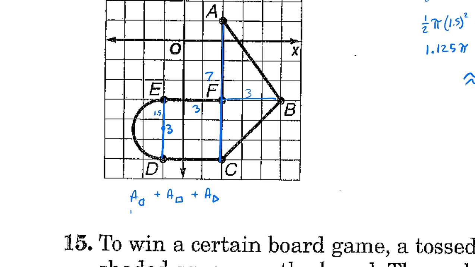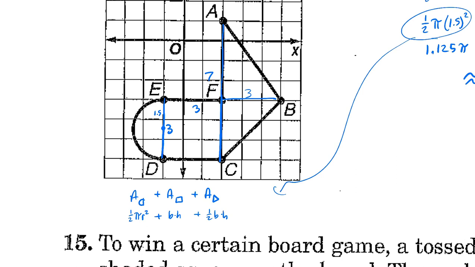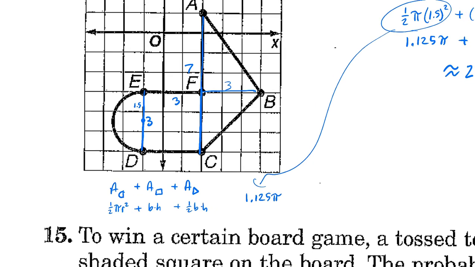So that's 1/2 pi r squared. It's the same 1/2 pi r squared plus base times height plus 1/2 base times height. The numbers just work out easier in this one. So in this one, we have that same 1/2 as the radius. So this is 1.125 pi as the area of that half circle.